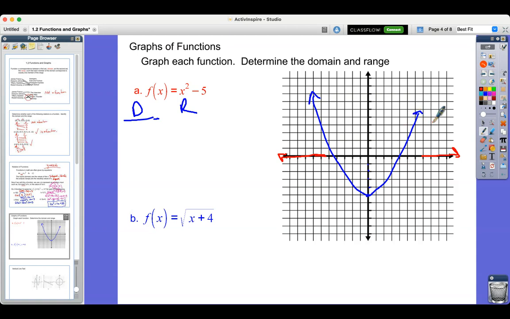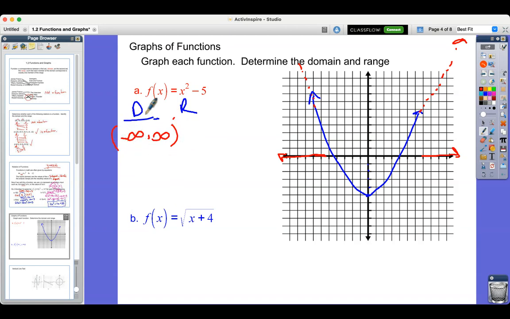So understand, these arrows at the end mean it is going forever this way. So as it's forever going up, it's also forever going to the right. And as it's forever going up on this side, it's forever going to the left. That means ultimately the domain of this is going to negative infinity and also positive infinity. So in this case, it has a domain of negative infinity to positive infinity.